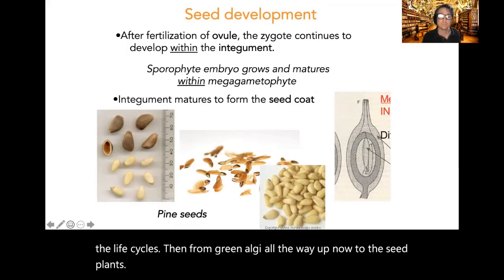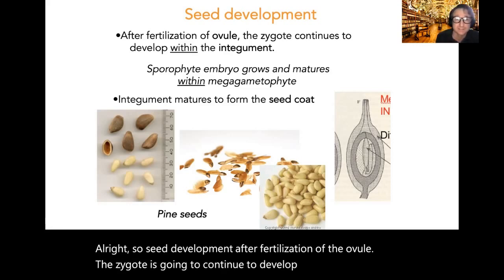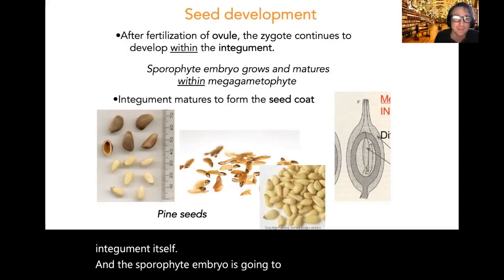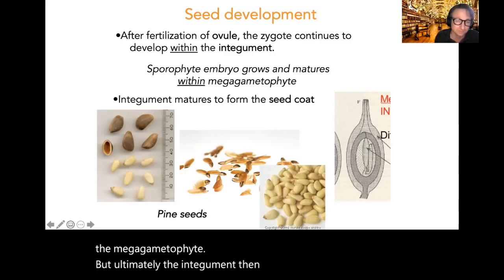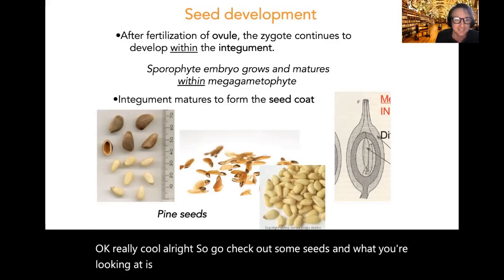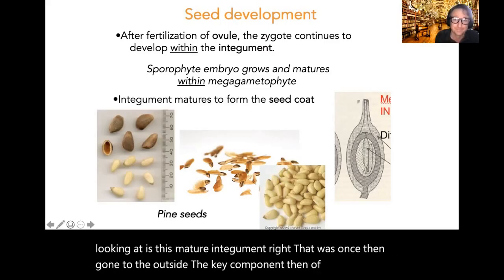All right, so seed development. After fertilization of the ovule, the zygote is going to continue to develop within the integument itself. The sporophyte embryo is going to grow and mature within the megagametophyte. But ultimately, the integument forms the outer seed coat. Really cool. So go check out some seeds, and what you're looking at is this mature integument, which was once the key component of an ovule.